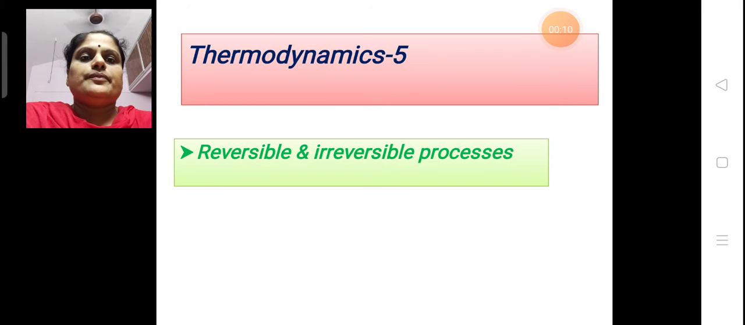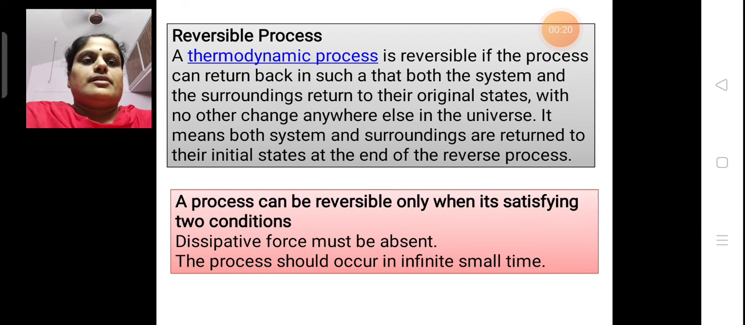In this module, let us discuss reversible and irreversible processes. A thermodynamic process is reversible if the process can return back such that both the system and surroundings return to their original states with no other change anywhere else in the universe. It means that both the system and surroundings are returned to their original states at the end of a reversible process.